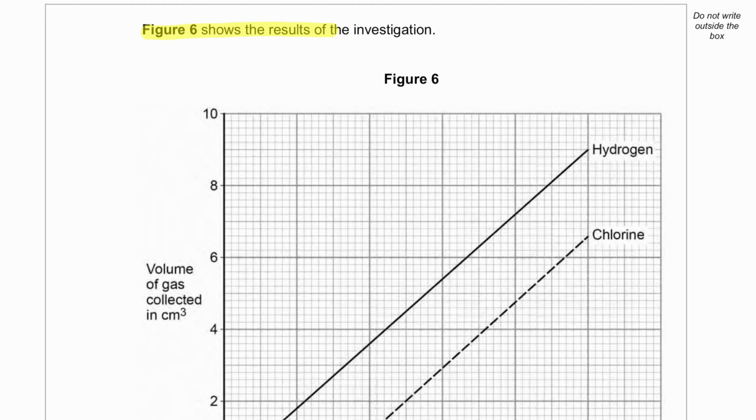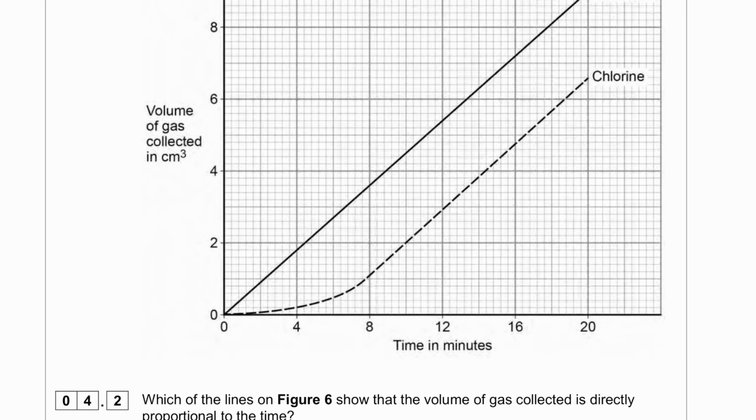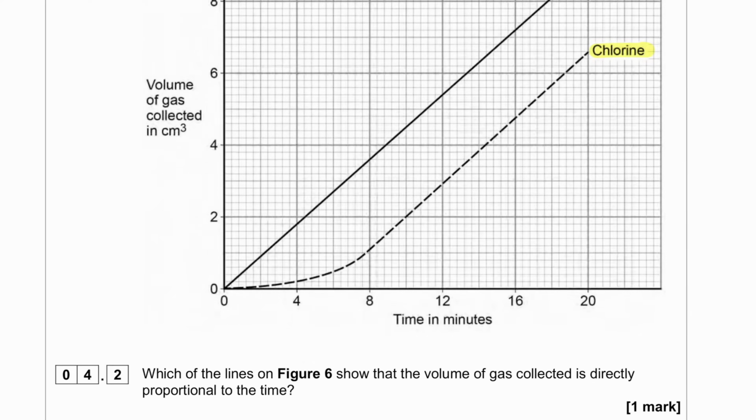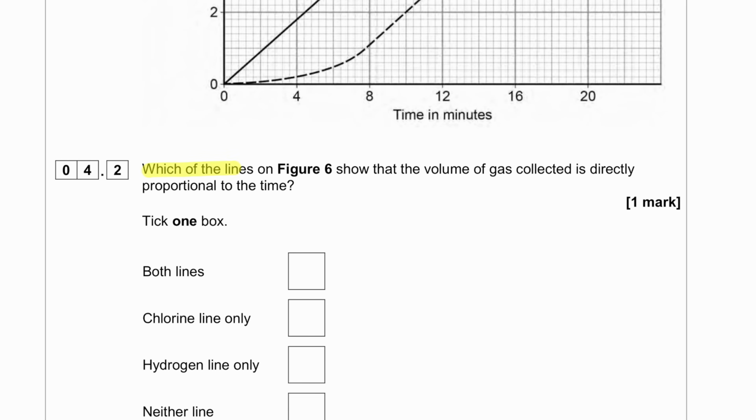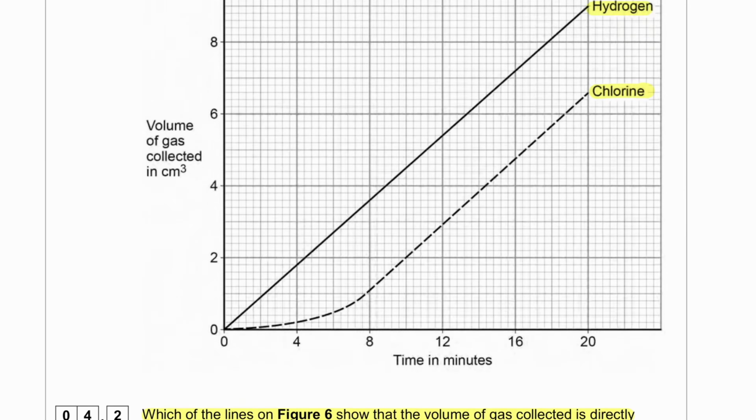Figure 6 shows the results of the investigation. We can see the volume of chlorine and the volume of hydrogen. The volume of chlorine is less than the volume of hydrogen. Which one of the lines in figure 6 shows the volume of gas collected is directly proportional to the time?